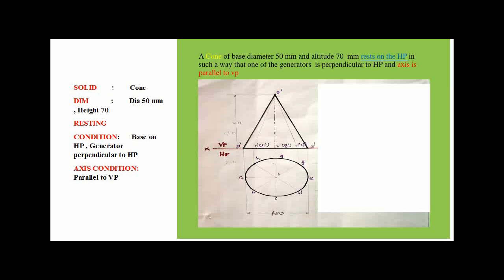So first write the given data for the question. Here the given solid is a cone and the dimension is given. See the resting condition as well as the axis condition. It rests on the HP, but the condition is that the generator is perpendicular to the HP. The axis is parallel to the VP; the axis condition with respect to the HP is not given directly. If the generator is perpendicular to the HP, it means automatically the axis will be inclined to the HP.